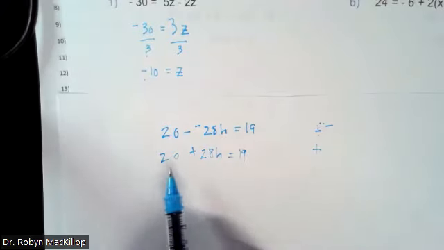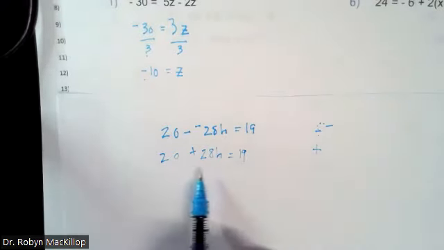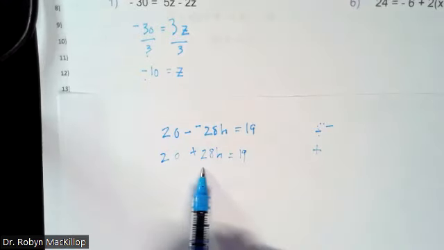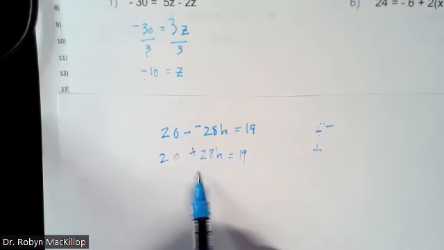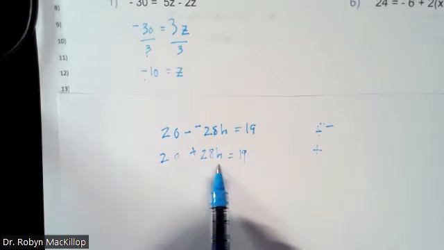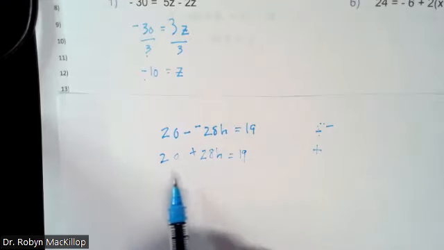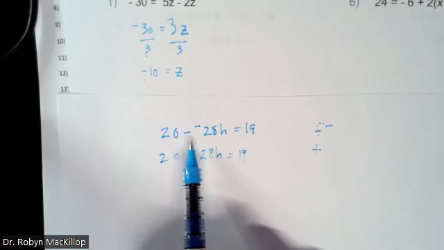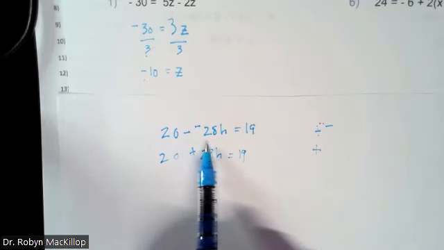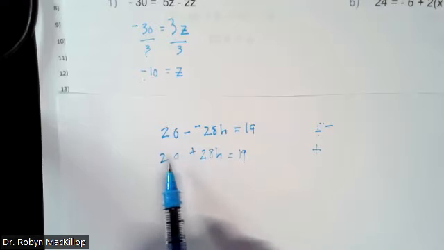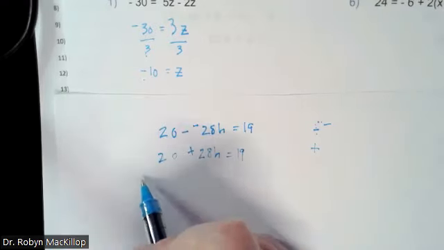Now, we cannot add 20 to 28H. You cannot add a plain old number to a number with a variable. So we need to get rid of the 20. Right now, the 20 is extra. We want to get it down to just the 28H and then just down to the H. So let's get rid of this 20. We're going to take it away.